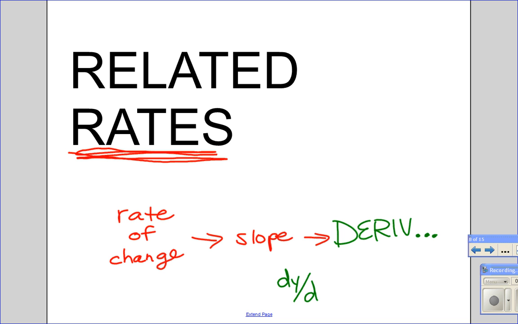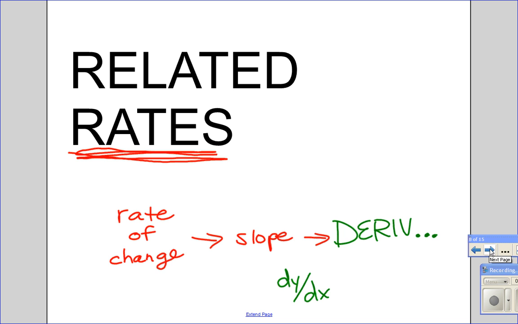Remember the dy dx thing? When you take derivatives of different variables, you have to include the dy dx. So the only type of related rates problem is a word problem, in which we're going to have to use the derivative. We're going to have to use dy dx, or whatever variable we're talking about here.